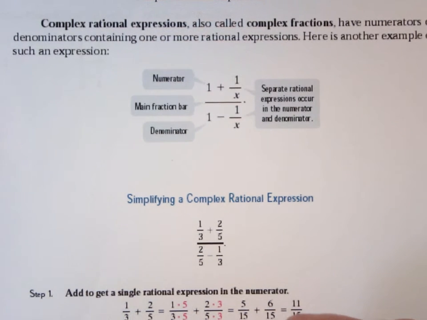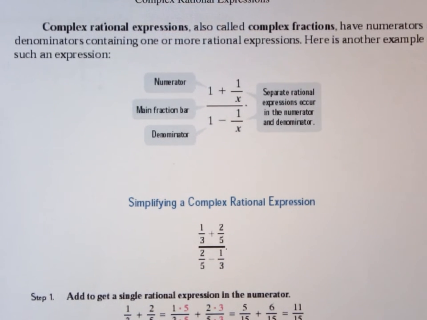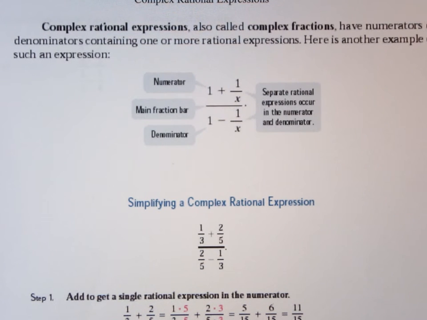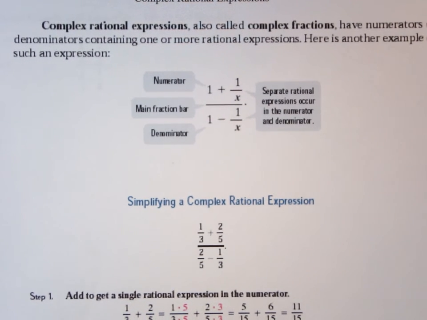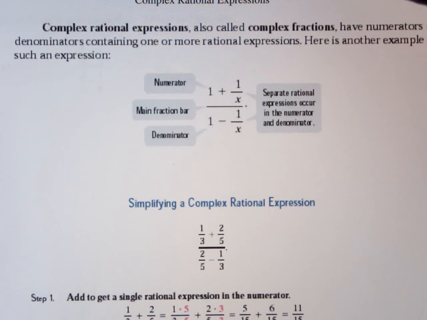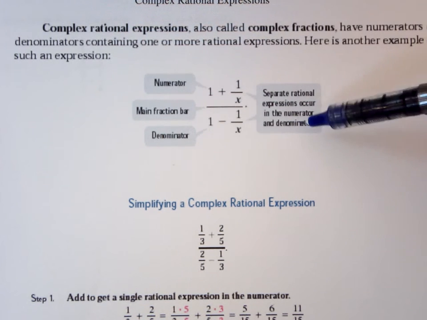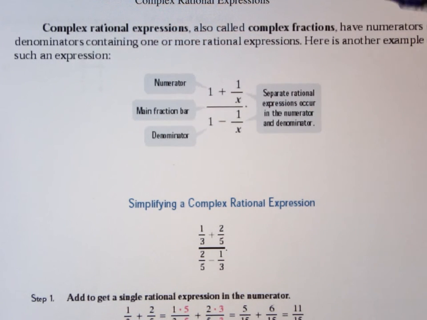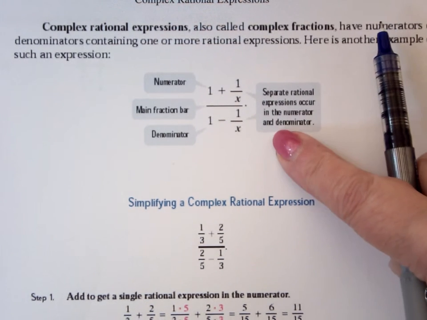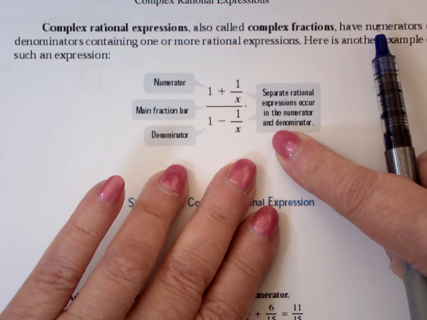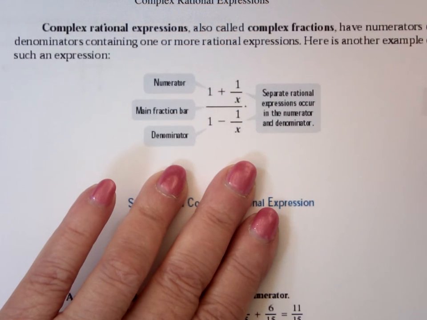Okay, here we go. This is 7.4.2, the second half. And this is complex rational expressions. I call them complex fractions. And now what we're going to be dealing with is something which basically in the numerator is more than one term and in the denominator is more than one term.